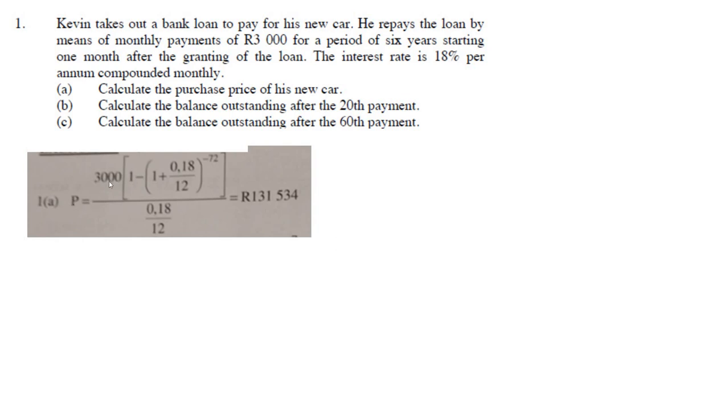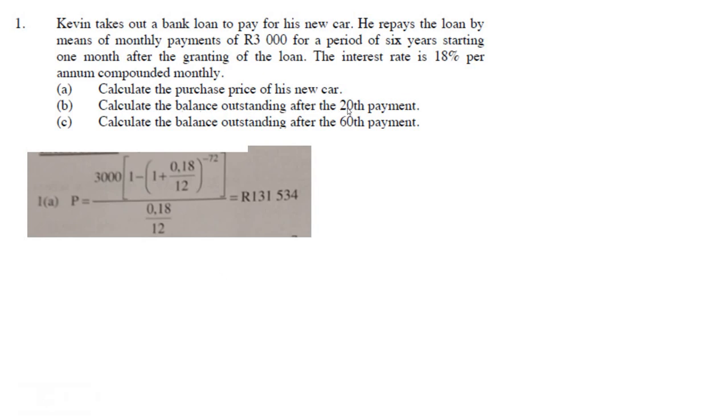You just put those numbers in. That's where X goes, that's where I goes, and that's where 6 times 12, that's where N goes. And you get an answer. And I think, did they say round it off to the nearest Rand? I don't know. I don't see that. Well, I would do it to the cents as well. But that's the purchase price.